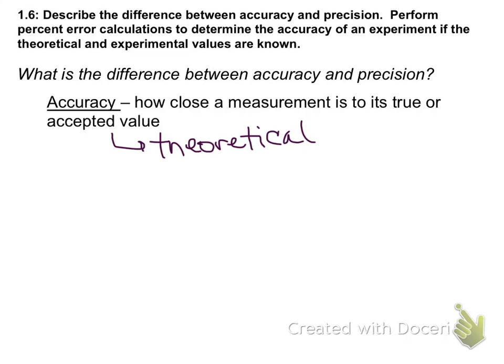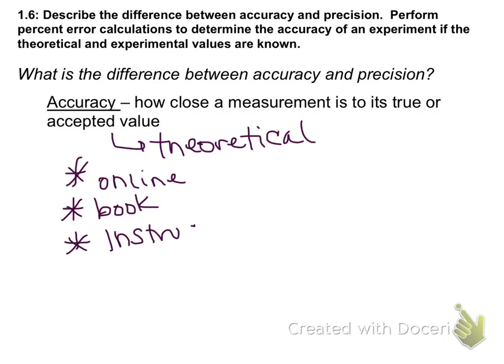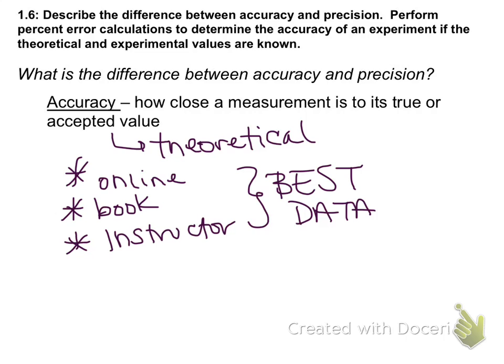Okay, so a theoretical value, where would we find that? We could find that online. You just got to be careful that it is a reputable source. You could find that in a book. You could find that from your instructor. This is the best piece of data that you can get. Okay, so that's accuracy. I'm going to go ahead and highlight that, accuracy. Okay, so true, accepted, or theoretical measurement.